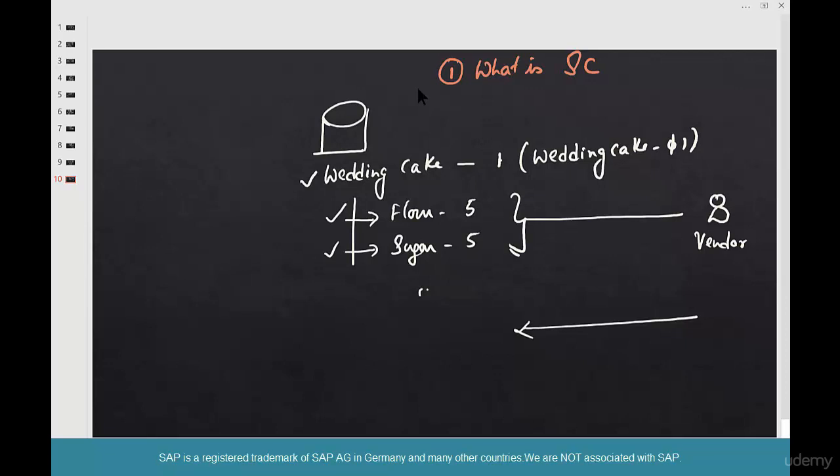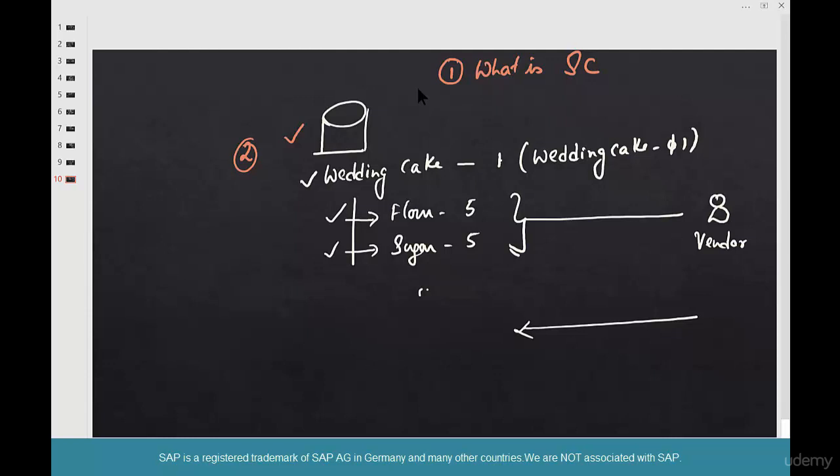To make it simple, I've given the case of a wedding cake. We operate a coffee shop. We don't know how to make wedding cakes, or we are not in the business of making wedding cakes, but we do get some orders. What do we do? We supply the goods to a subcontractor, somebody who specializes in wedding cakes. He takes the raw materials, makes the beautiful wedding cake, ships it back to us. That's it. That is a subcontracting order.